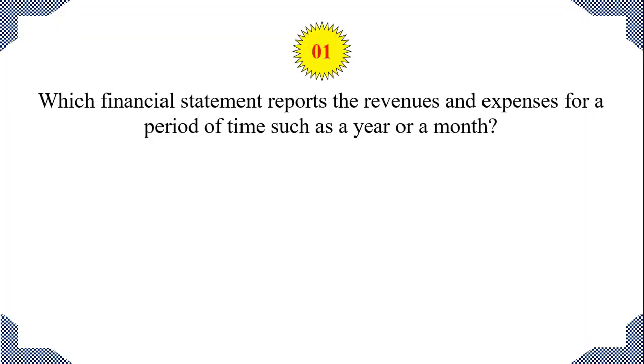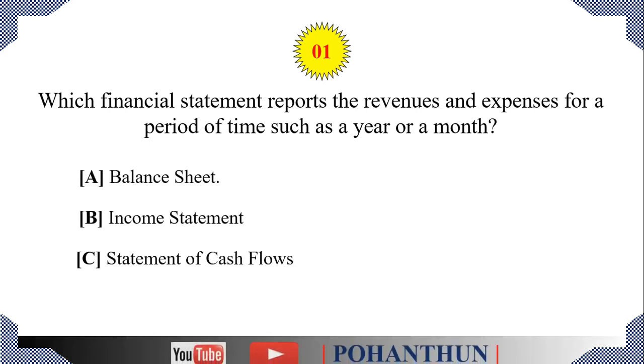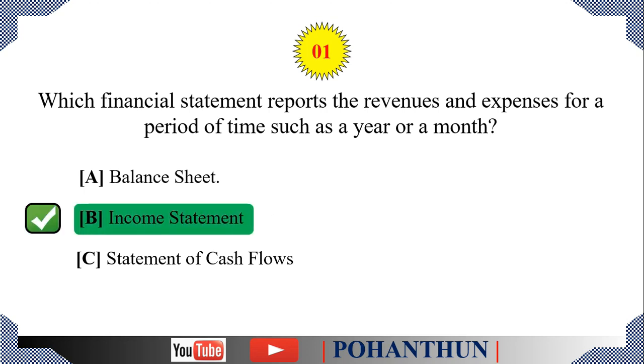Question number 1. Which financial statement reports the revenues and expenses for a period of time, such as a year or a month? Option A, balance sheet. Option B, income statement. Option C, statement of cash flows. So the right answer is option B, income statement.